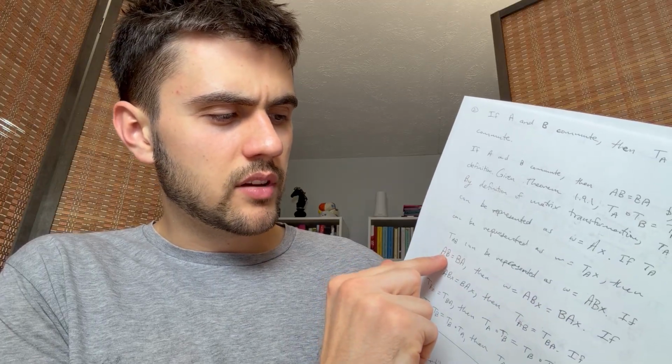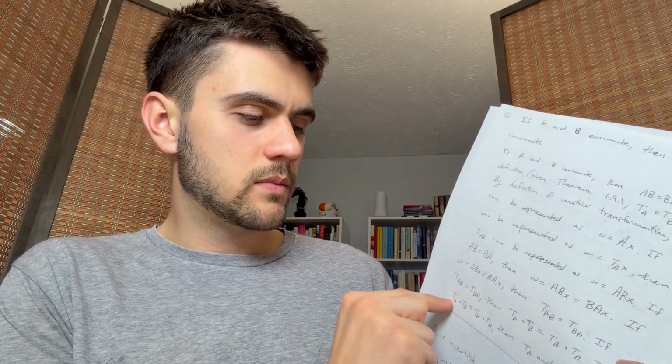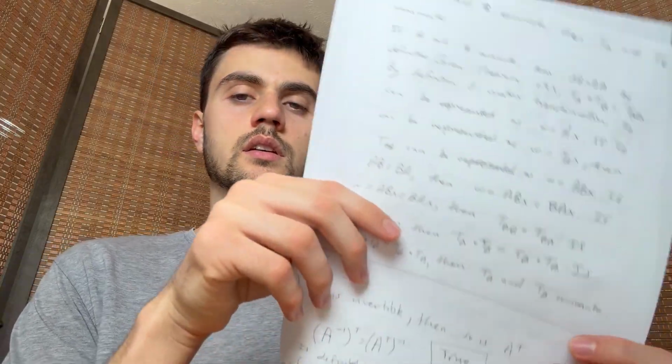If TA can be represented as W equals AX, then TAB can be represented as W equals ABX. If AB equals BA, then W equals ABX equals BAX. If W equals ABX equals BAX, then TAB equals TBA. If TAB equals TBA, then TA∘TB equals TB∘TA. If TA∘TB equals TB∘TA, then TA and TB commute.